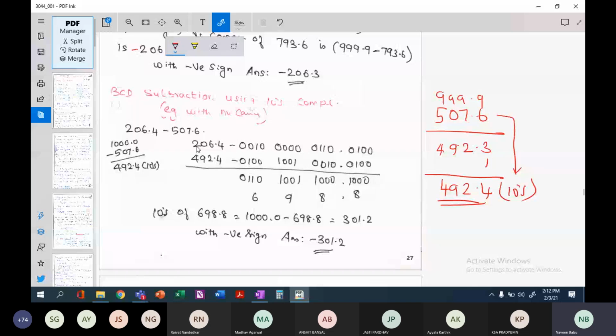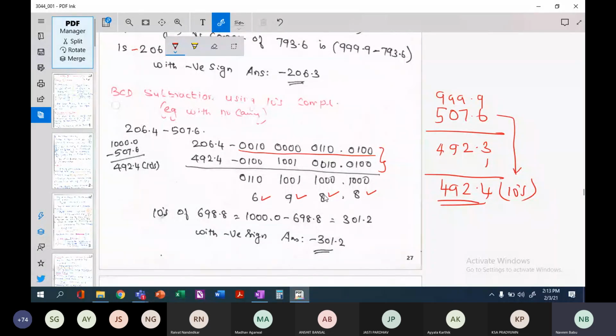Okay, so 9 is 1001, 2 is 0010, and so on. Now you add these two things. 4 plus 4 is 8. 6 plus 2 is 8. Valid code. I'm just checking for a valid code. 0 plus 9, 9 is a valid code. 2 plus 4 is 6, a valid code. So you need not perform any normalization here. So 698.8, and you are not getting any carry.